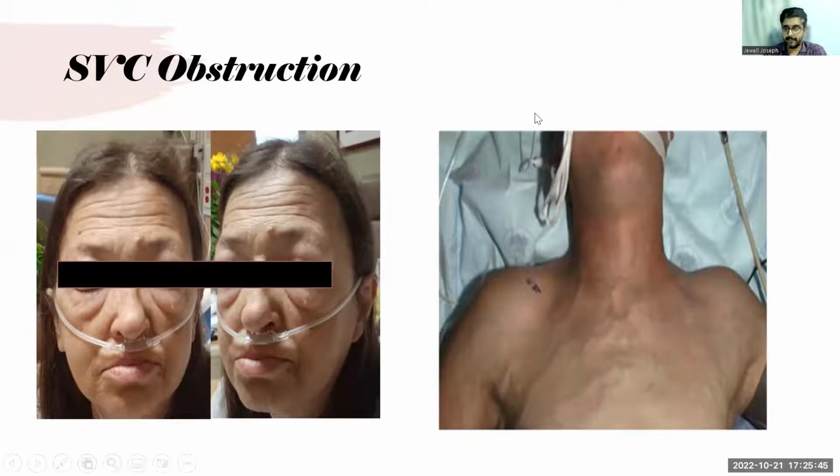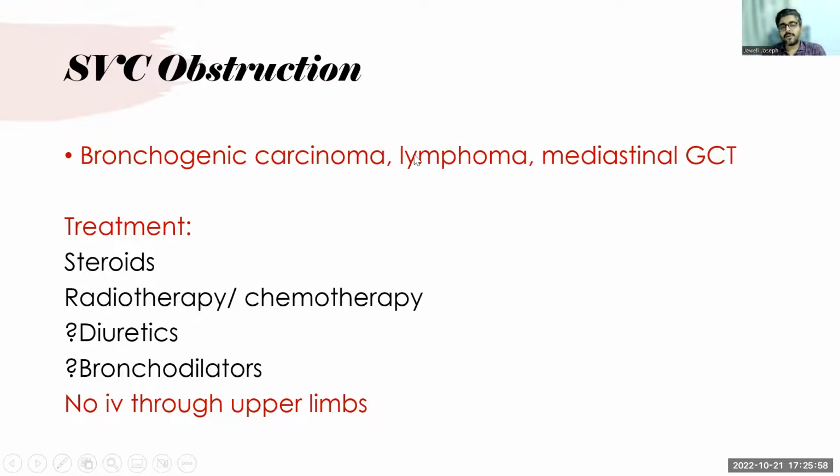There is elevated JVP, which is actually pulseless. Classical MBBS viva question, right? Pulseless JVP is seen in SVC obstruction. The most common causes of SVC obstruction are bronchogenic carcinoma, lymphoma, and mediastinal tumors. So again, for treatment, wherever there is an obstruction, there is a role of steroids. Again, radiotherapy and chemotherapy.